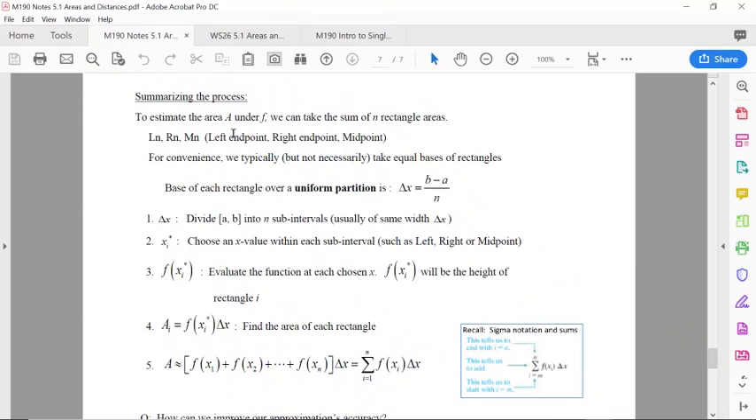To estimate the area under f over a closed interval, we can take the sum of n rectangular areas. Ln, Rn, Mn, those are the left endpoint, right endpoint, and midpoint formulas, where n, a subscript there, is the number of rectangles that have been selected. For convenience, if possible, we would like to choose a uniform partition. That would be specifically where the width of each rectangle is the same.